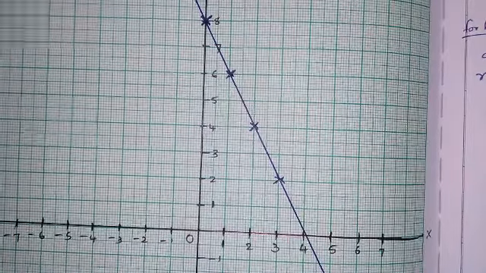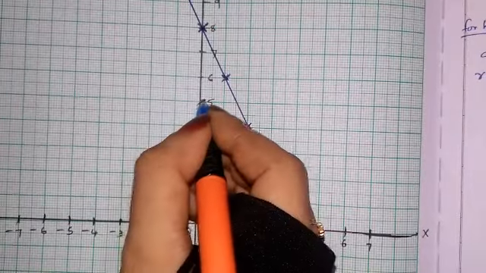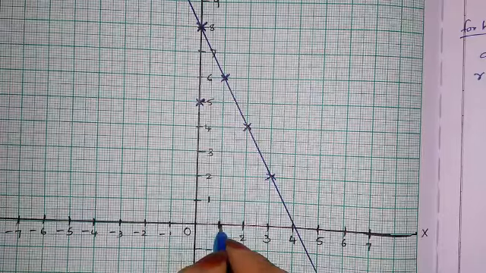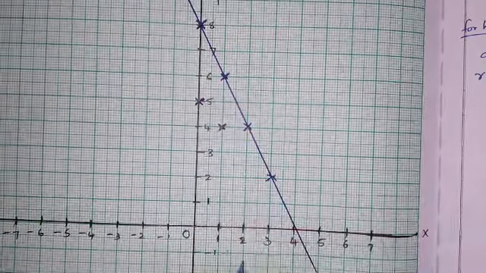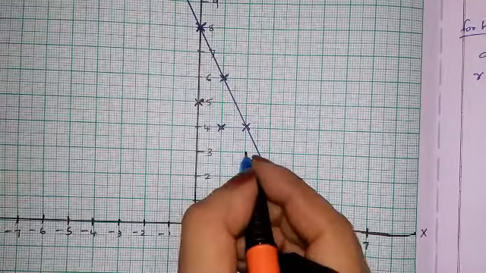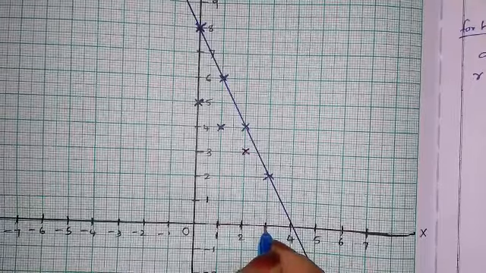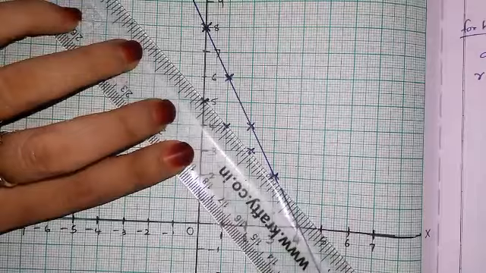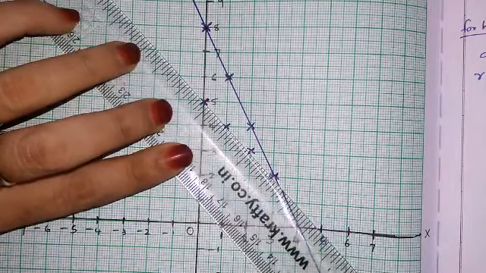Now one more equation: x = 0, y = 5. X = 1, y = 4. X = 2, y = 3. X = 3, y = 2. Okay, we got one more equation. We'll join the points.